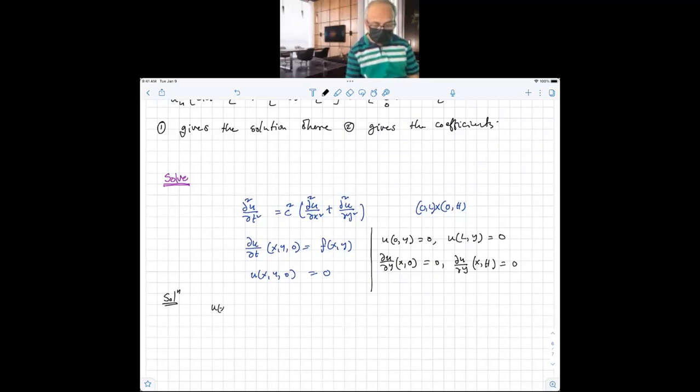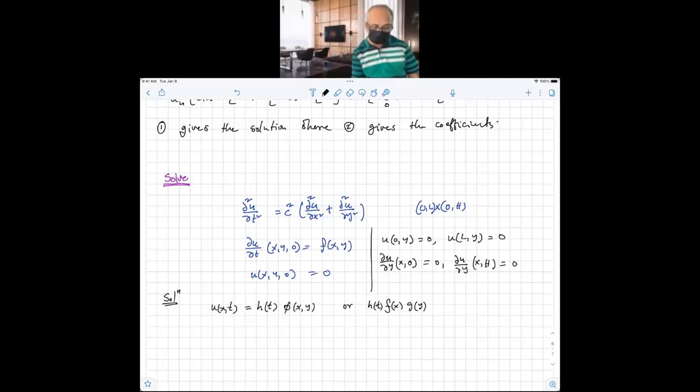So we'll start with the separation of variables, say phi of x, y. Or sorry, we could take the product solution h of t, f of x, g of y. So both ways it works.